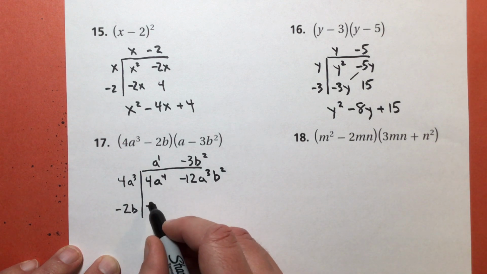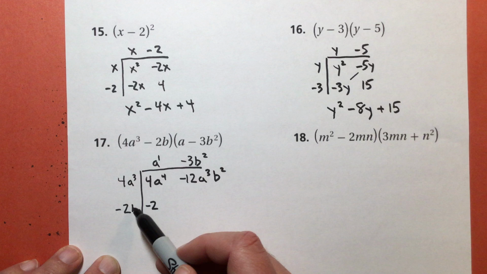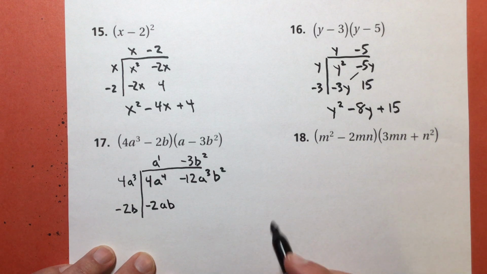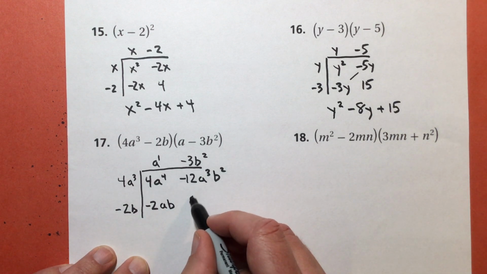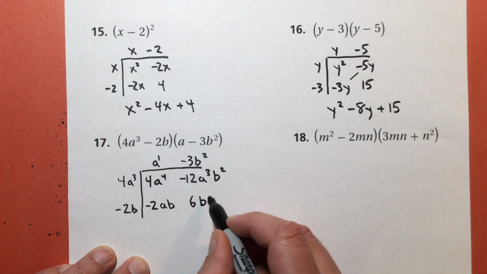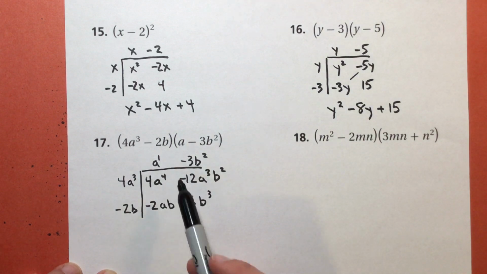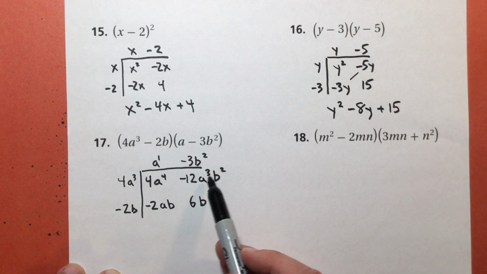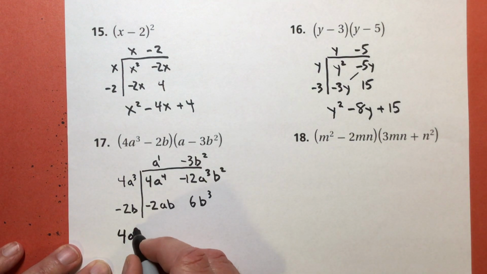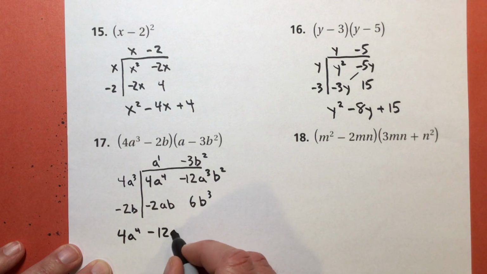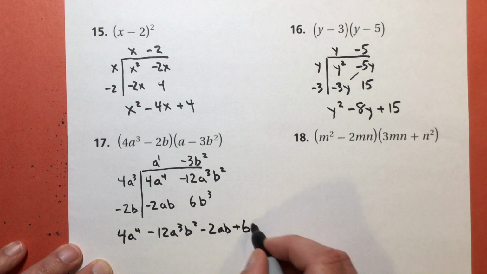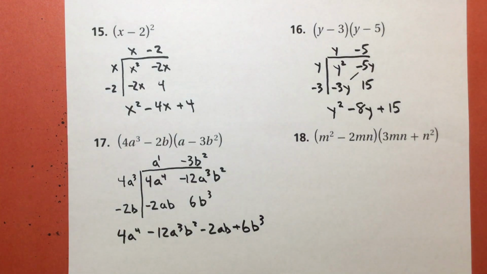Same thing with this one. I get negative 2 times 1, which is negative 2, but I got a times b, or b times a. Remember, we put them in alphabetical order: a, b. And negative 2 times negative 3 is positive 6. B to the first times b to the second is b to the third power. Let's look inside here. A to the fourth, no. A to the third, b to the second, no. None of these are like terms. So all I do is 4a to the fourth, subtract 12a to the third, b to the second, subtract 2ab plus 6b to the third, and just leave it like that.